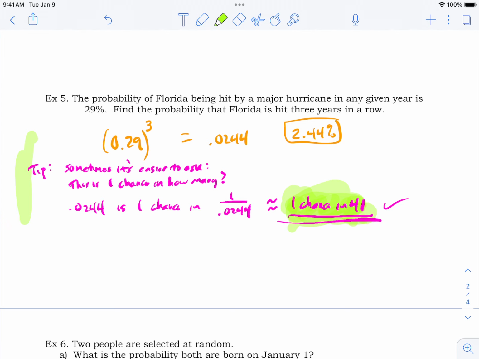Because if someone said, oh, well, it is a 2.44% chance, I don't think you're winning the argument because nobody really knows what that means. But 1 chance in 41, people know what that means. Okay.